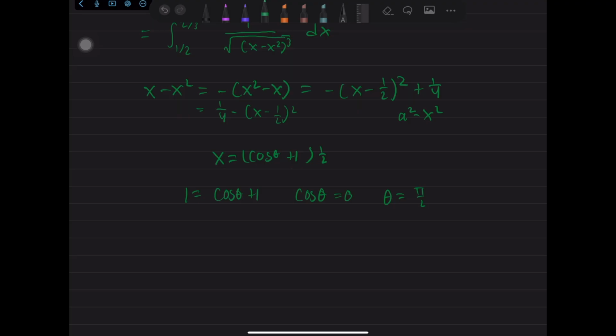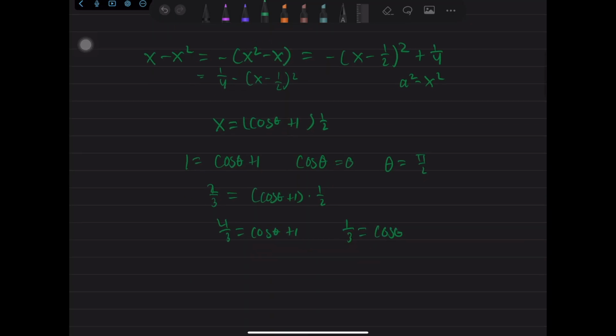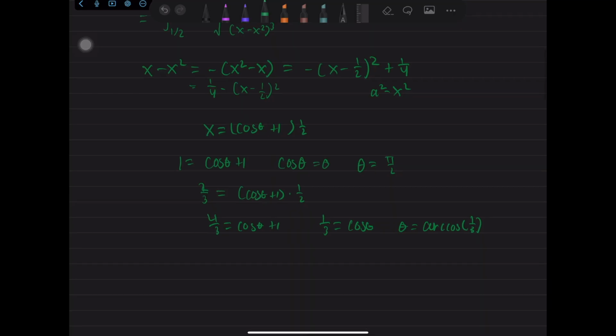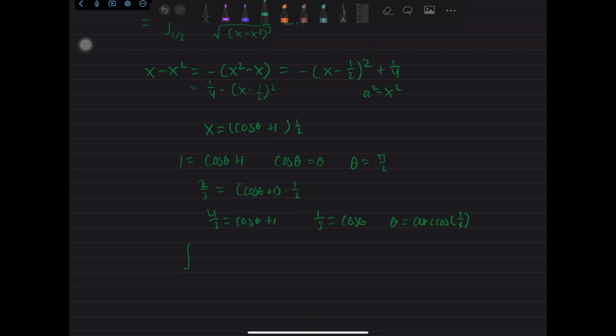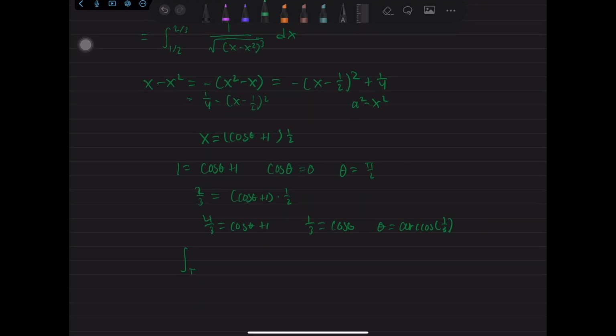Now let's plug in 1/3. So, 2/3 is equal to cosine of theta plus 1 times 1 over 2. Multiplying by 2, we get 4 over 3 equals cosine of theta plus 1. So 1/3 is equal to cosine of theta. So theta is equal to arc cosine of 1 over 3. So that's our upper bound. Okay, theta is equal to arc cosine of 1 over 3. So here, now we have from pi over 2 to arc cosine of 1 over 3. Let's get rid of this scratch work.